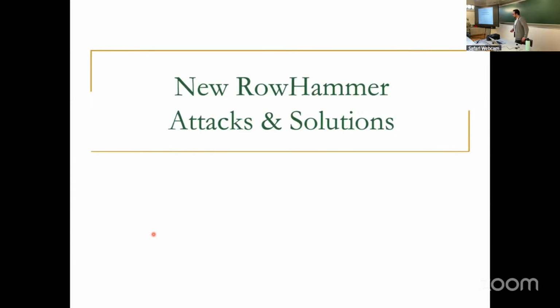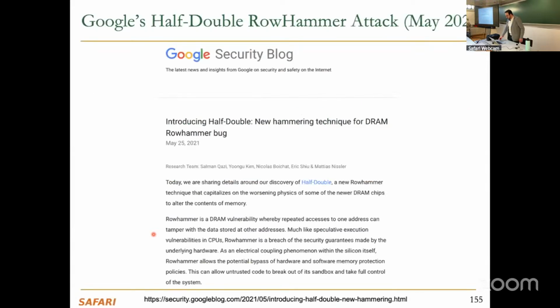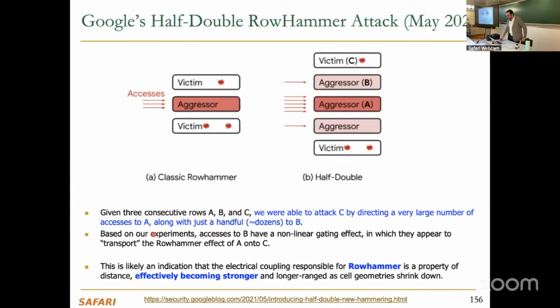But I'm just gonna skip them. Okay, so let's look at new RowHammer attacks and solutions. I talked about Half-Double. So what they do in this access pattern is, let's say, I keep going to there, but I need to show it here.